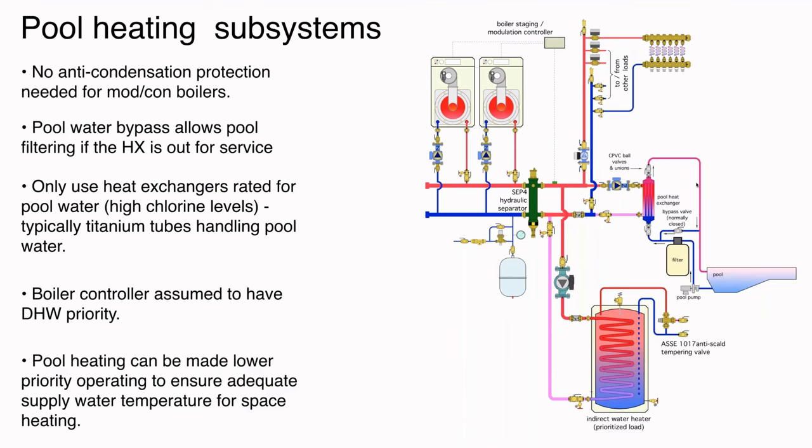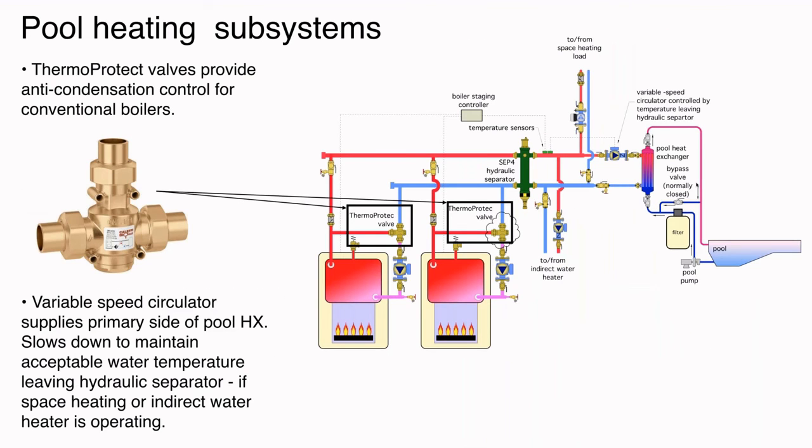Okay. Now, same system, I'm changing it over to conventional boilers. Again, we want to make sure these boilers do not operate with sustained flue gas condensation. So a thermal protect valve, this is a high flow capacity thermostatic mixing valve. That is there to protect those boilers, to keep them operating above dew point and still allow all the heat output that they can provide.